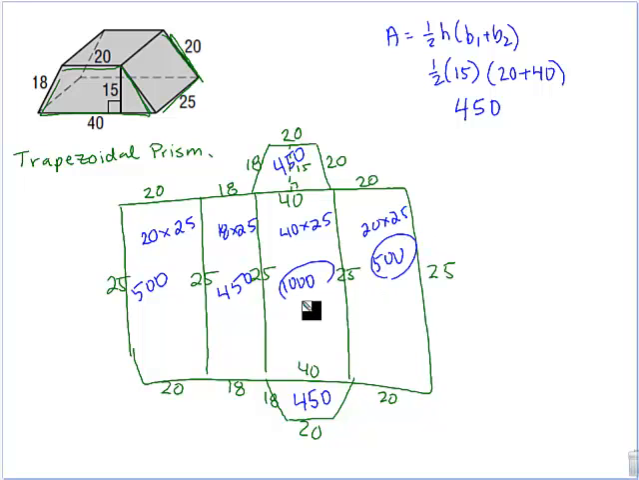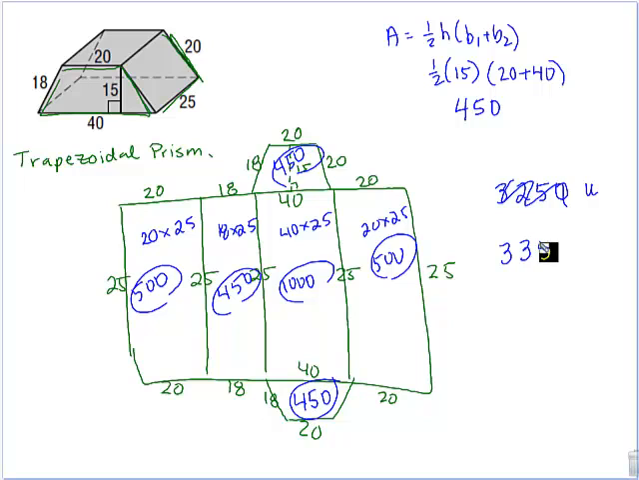So now we just have to add up all these individual areas. So we got 500 plus 450 plus 1,000 plus 500 plus 2 more 450s. What is it? So 3,350, what would we label it as? 3,350 units squared.